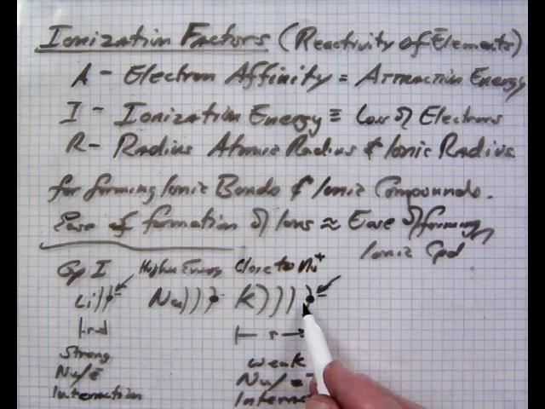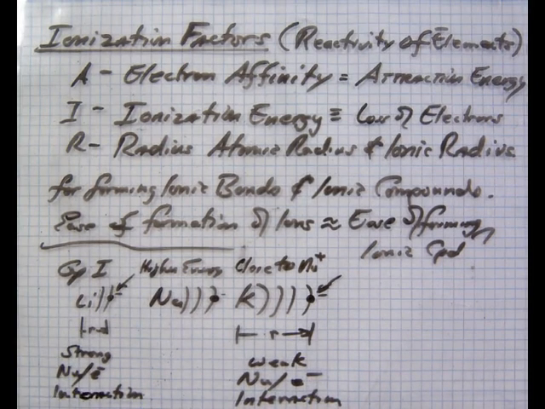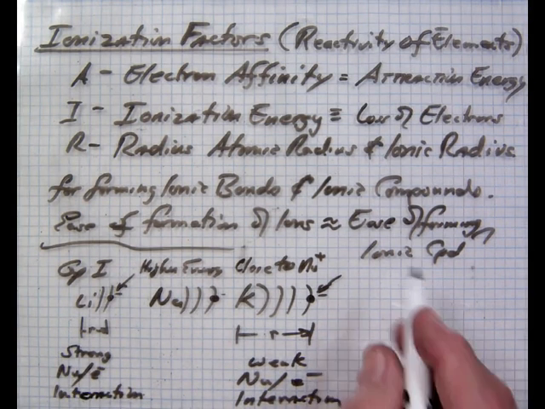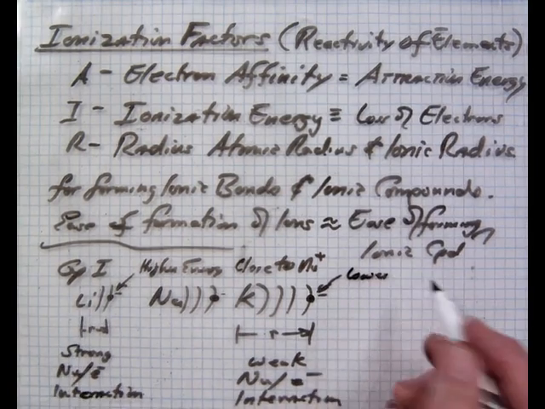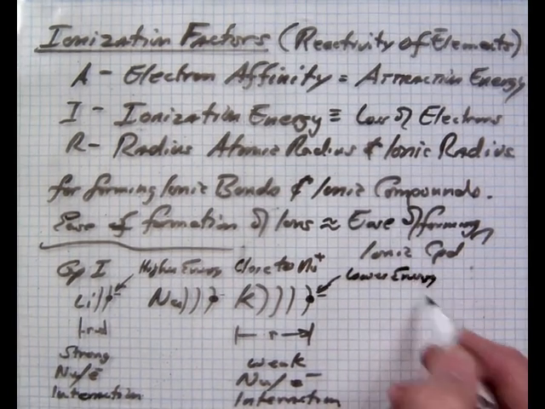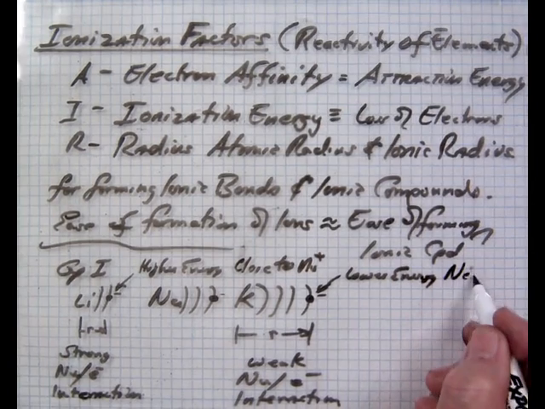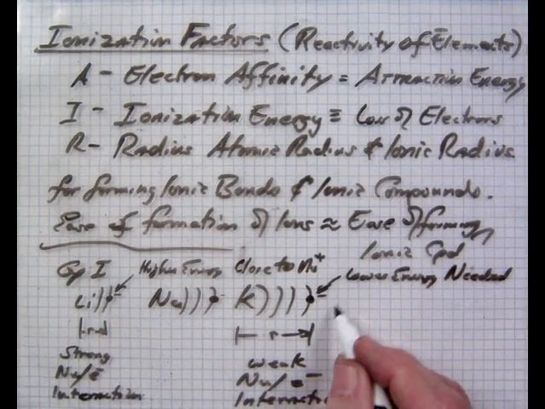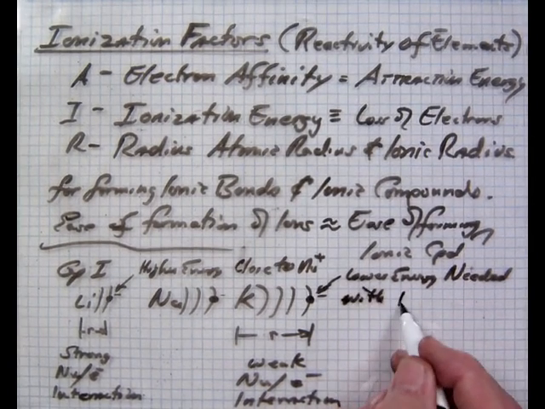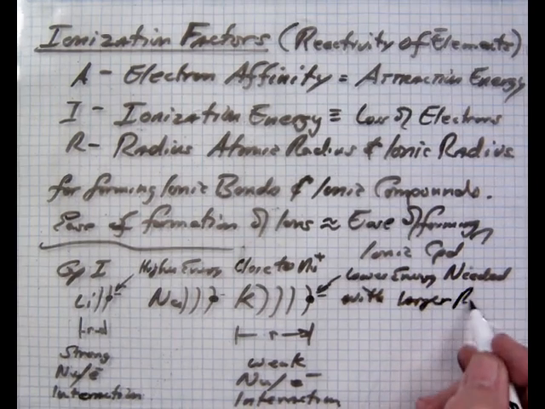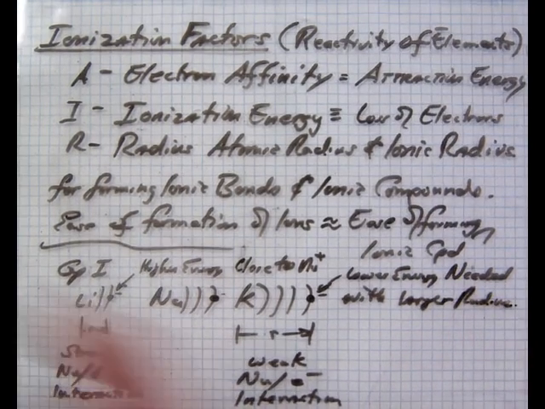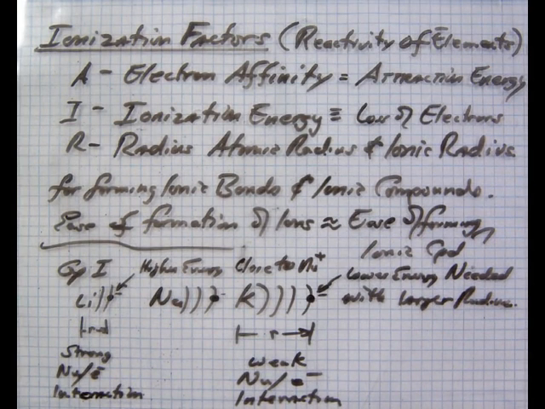Whereas when you get farther away from the nucleus, this is kind of an intuitive thing once you think about it. Yeah, in other words, you already knew that anyway. Lower energy needed with larger radius. Now, that's the intuitive aspect of why this one's easier to knock off than the other. We have a weak attraction, you have lower energy, okay?